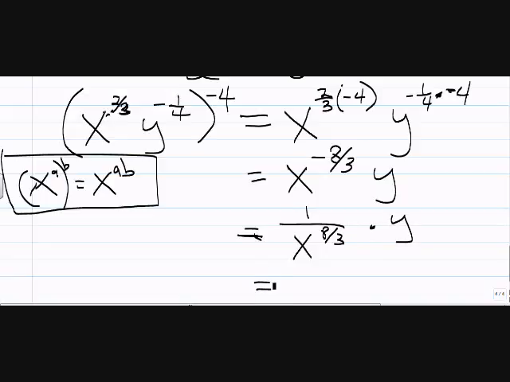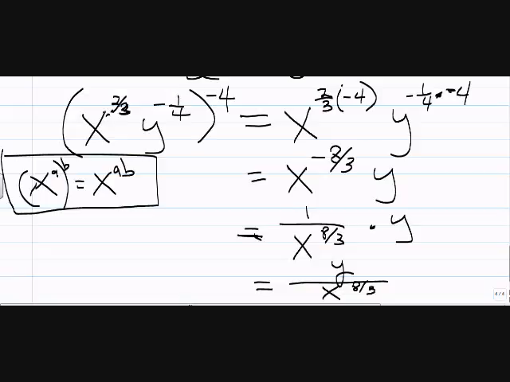If I want to simplify this, I don't want a multiplication problem. Multiply the numerators. 1 times y is y. Multiply the denominators. X to the 8/3 times 1. And there you go.